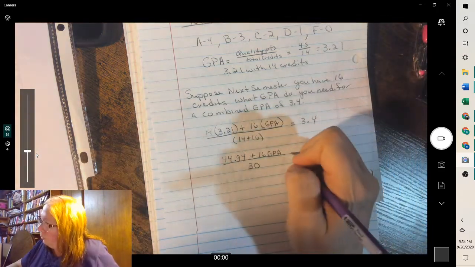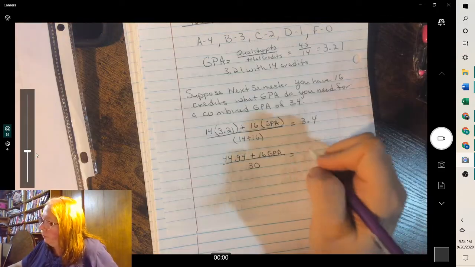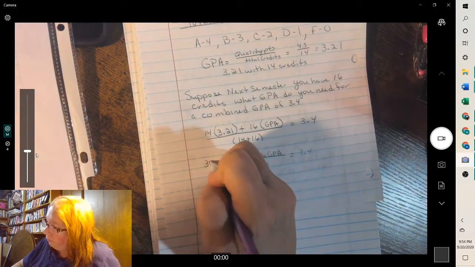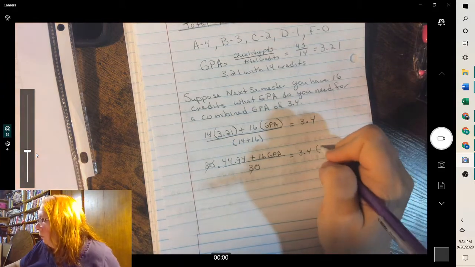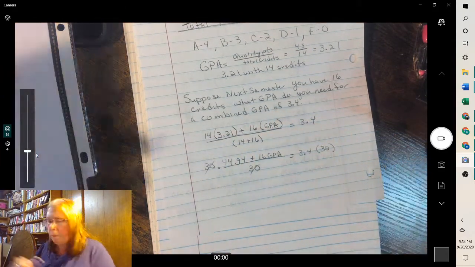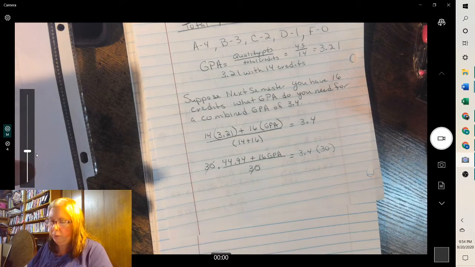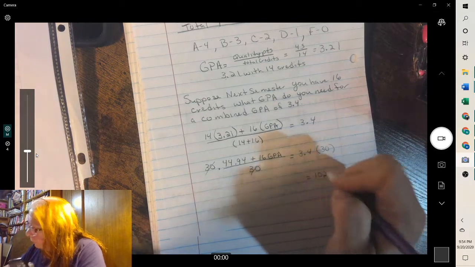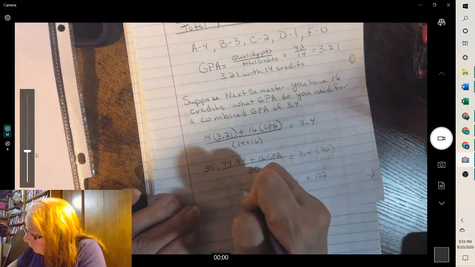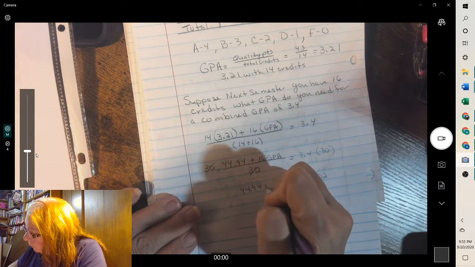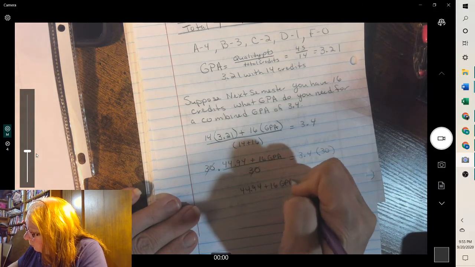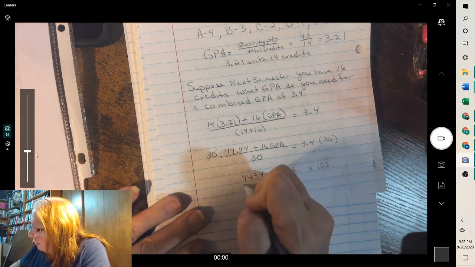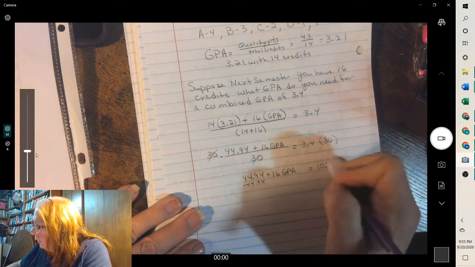Now, we're trying to get grade point average by itself. When you have a fraction, you're dividing, so multiply. That way the 30s cancel, but what you do on one side, you have to do on the other. So 3.4 times 30 is 102. We're still trying to get grade point average by itself, so we'll subtract the 44.94 from the other side.